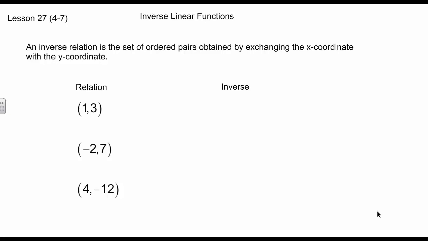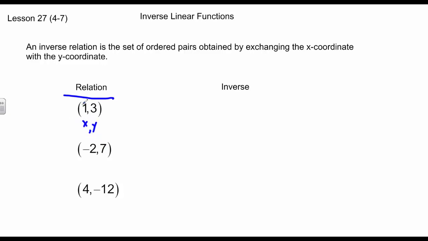Next topic we're going to discuss is inverses of linear functions. Now, as the definition states right above, an inverse relation is basically just a set of ordered pairs obtained by switching or exchanging the x and the y coordinates. So you'll see over here I have a relation which is defined as a set of ordered pairs, or x and y values.